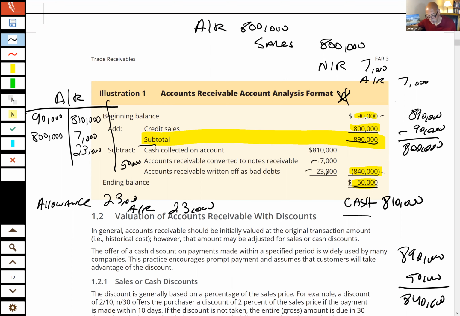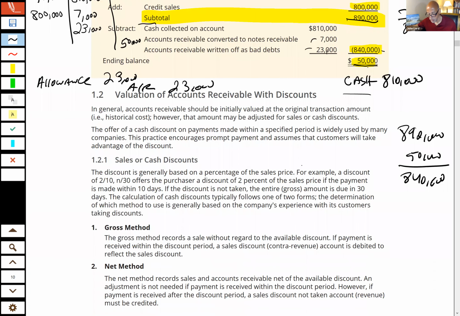Okay, good. Let's talk about valuation of accounts receivable when there's a discount. This is really introductory stuff, but the exam does like to ask this. If you see 2/10 net 30, that means there's a 2% discount if we pay in 10 days. Otherwise, we have to pay the entire amount in 30 days. If it says 5/10 net 30, then it's a 5% discount.